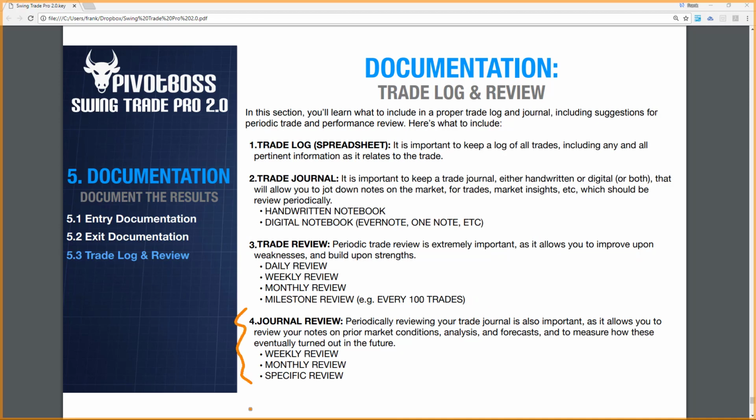Down here, journal review. Periodically review your trade journal as well, as it allows you to review your notes on prior market conditions, analysis, forecasts, and to measure how these eventually turned out in the future. Again, a weekly, monthly, or some sort of specific review is very important.